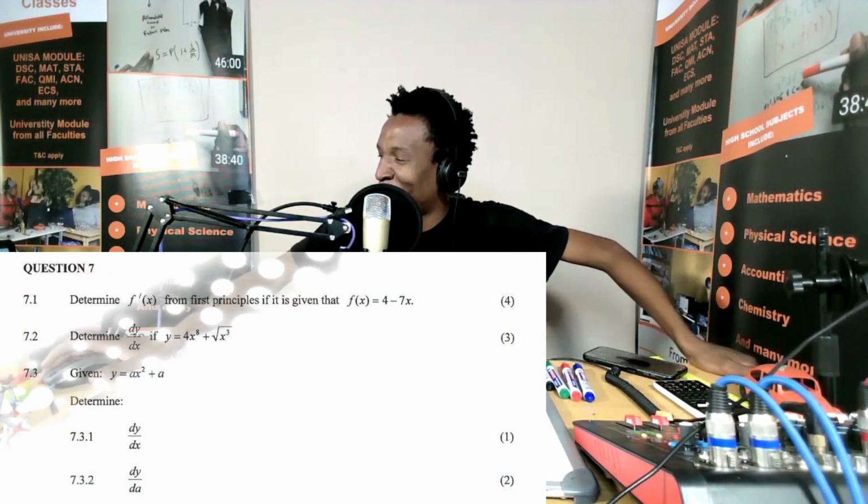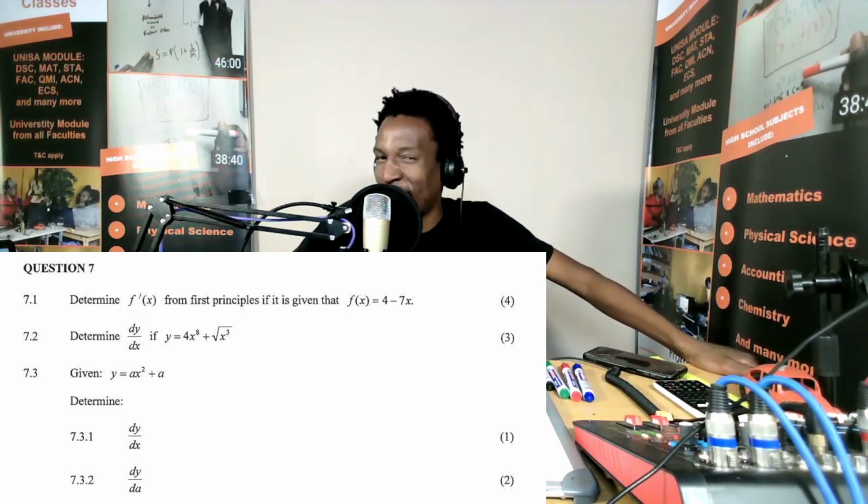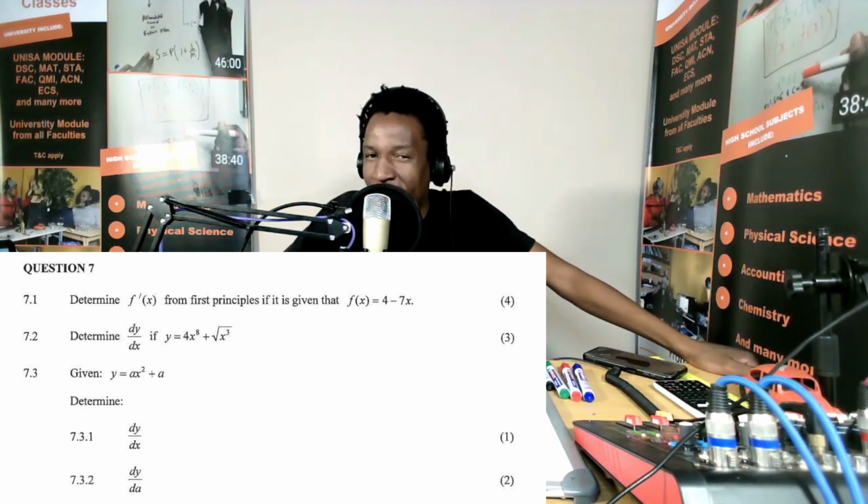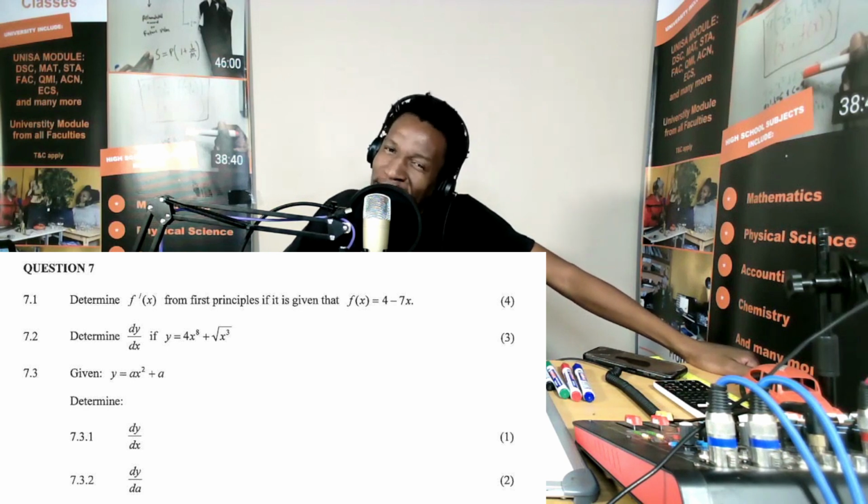Guys, this next one is just 3 marks. 7.3.1 is 1 mark, and 7.3.2 is 2 marks. It's just 3 marks, meaning you don't have to think hard. It's just basic application of differentiation as you know it. So 7.3 shouldn't be that hectic.